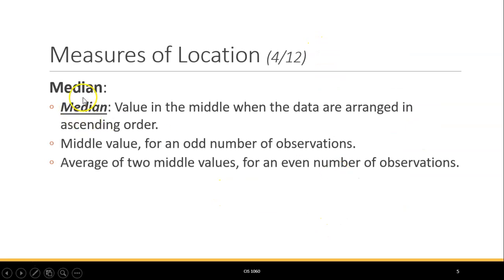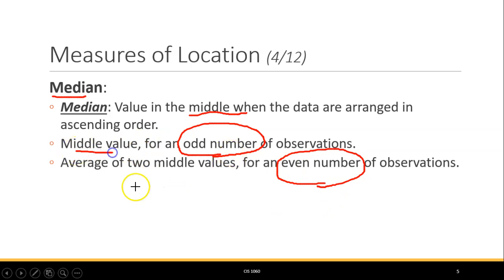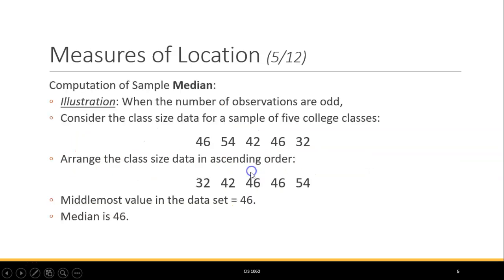All right, so now we're going to talk about the median. Again, the median is nothing more than the value in the middle. But it's important to know two distinctions when it comes to calculating your median: when there's an odd number of observations, and when there's an even number of observations. For the odd, it's obviously the middle, and for the even, it is the average of the two middle values. So let's take a look at that.